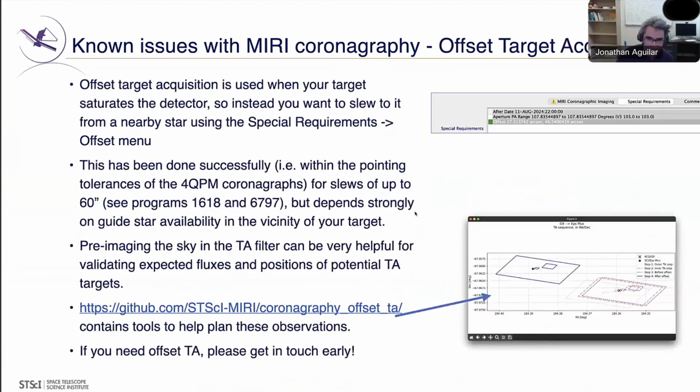The last thing is that if you want to do an offset TA, it's a little tricky to compute the slew. Let's say your target saturates all the TA filters, and so you have to use a nearby star. Basically, we have tools. We have a lot of experience with this by now. Tell us early so that we can start preparing your observation, because it requires a lot of planning.